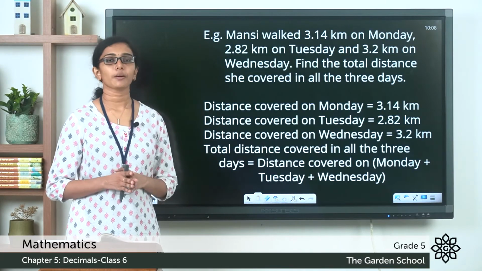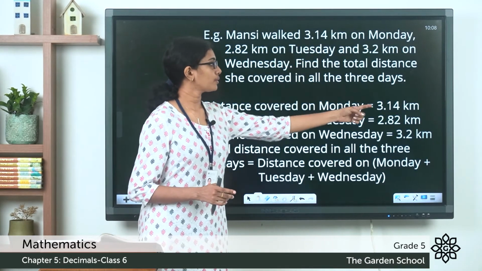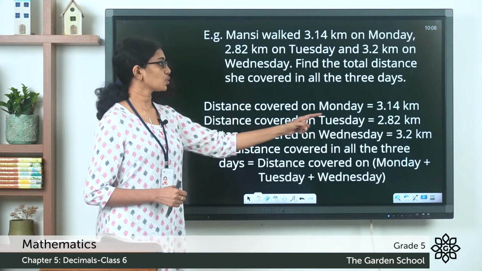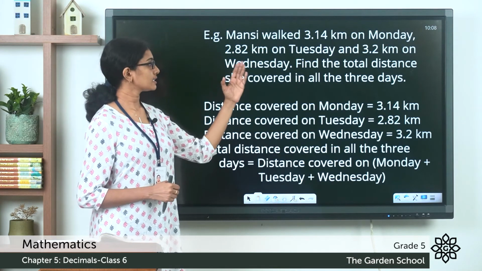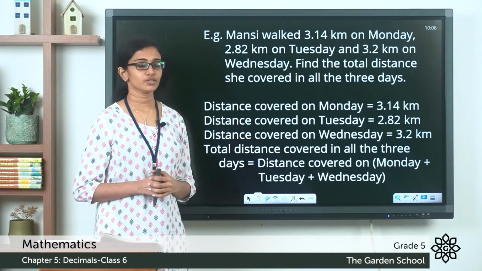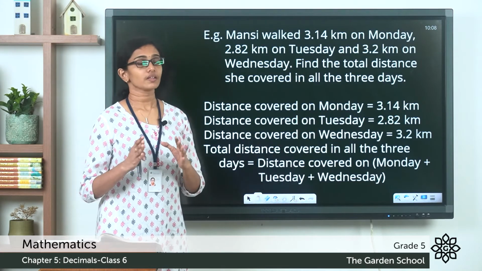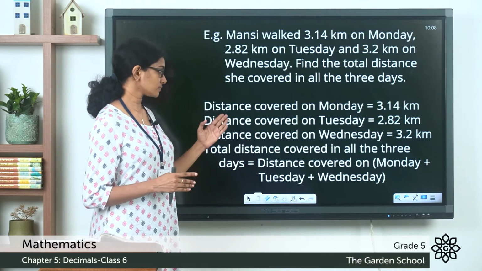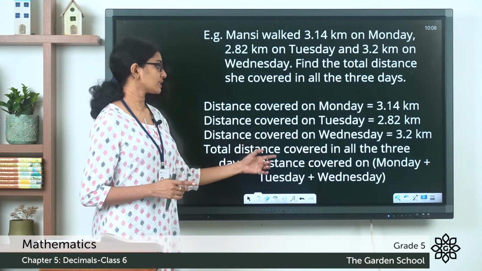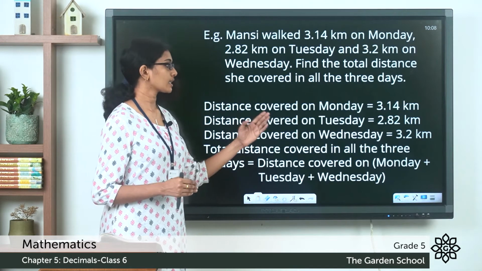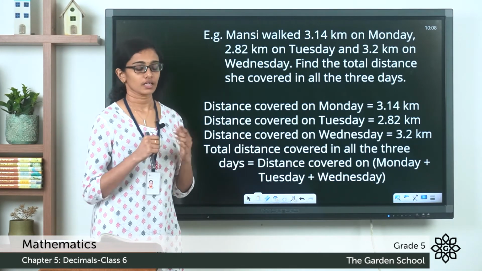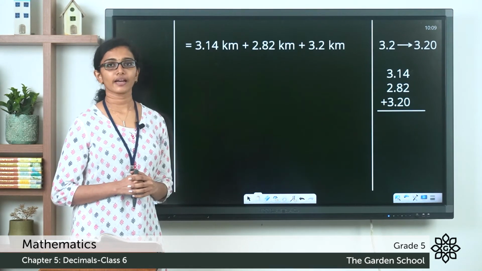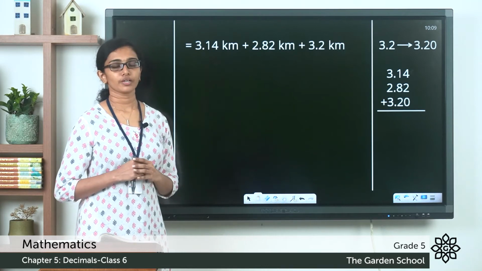The distance covered on Monday is equal to 3.14 km. The distance covered on Tuesday is 2.82 km, and the distance covered on Wednesday is equal to 3.2 kilometer. Now the distance covered in all the 3 days is equal to the distance covered on Monday plus the distance covered on Tuesday plus the distance covered on Wednesday, and that is equal to 3.14 kilometer plus 2.82 kilometer plus 3.2 kilometer.